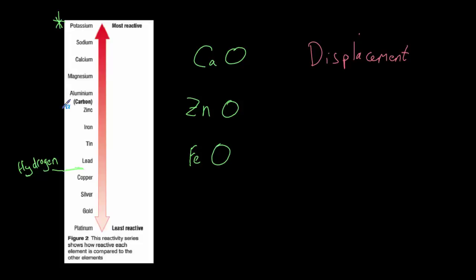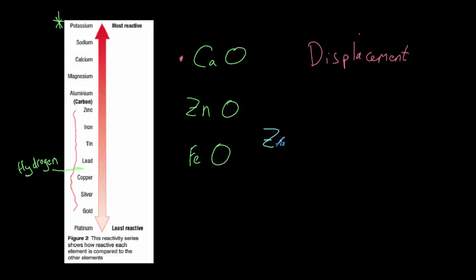And because carbon is relatively cheap for us and it's easy for us to use, we actually do use carbon to extract many of our metals. But as it's a displacement reaction, carbon will only work on metals which are found below carbon, so all of these. If we added carbon to calcium oxide here, nothing would happen because calcium is more reactive than carbon, and so carbon doesn't have the power to persuade, if you like, calcium to leave its oxide and for carbon to take its place. It's not reactive enough to do that.